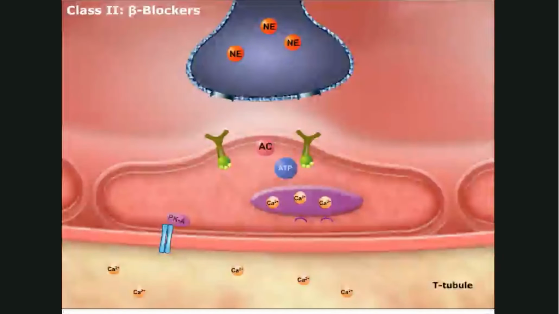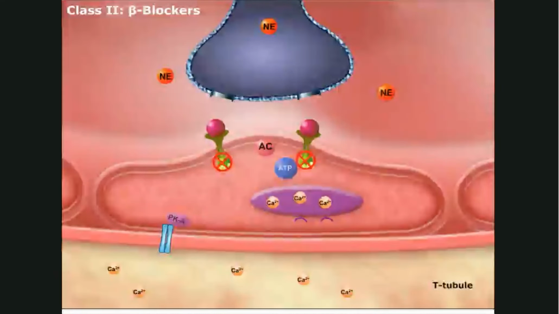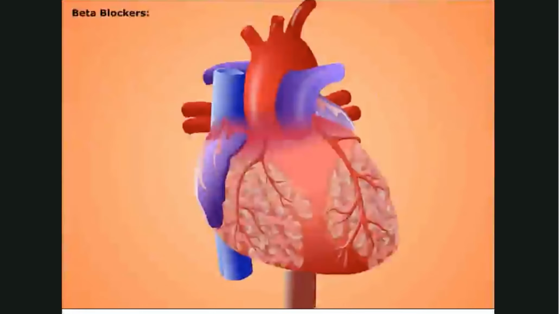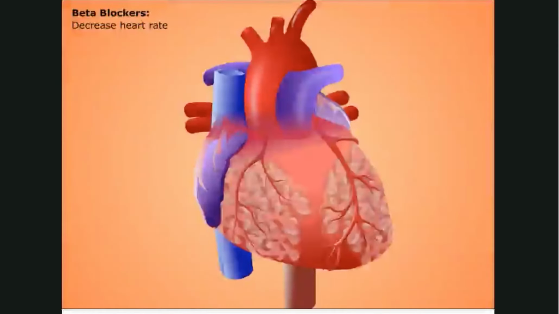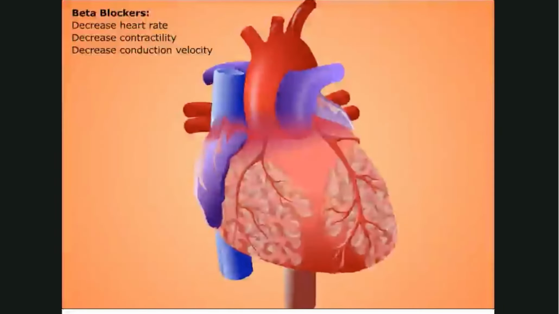Class 2 agents are beta blockers, such as atenolol, propranolol, and metoprolol. They act by binding to beta-1 adrenergic receptors, blocking norepinephrine, and thus inhibiting normal sympathetic activity on the heart. Therefore, beta blockers decrease heart rate, contractility, and conduction velocity. Let's proceed to the next class of antiarrhythmic drugs.